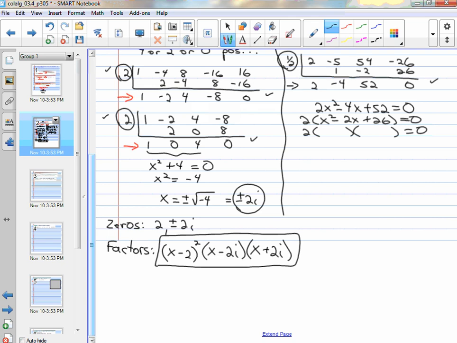Let's not spend too much time. Well, it was a good idea. You're not going to get integers that are going to work on that one. So what can I do now? Quadratic formula. Now let's just do it on the part that's factored out, the x squared minus 2x plus 26.